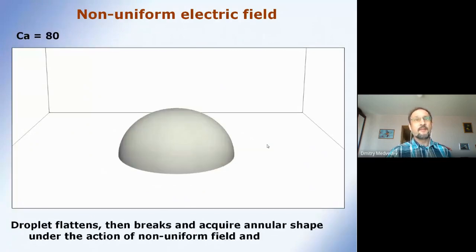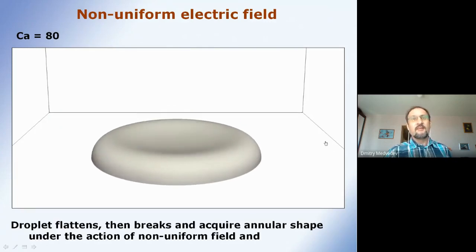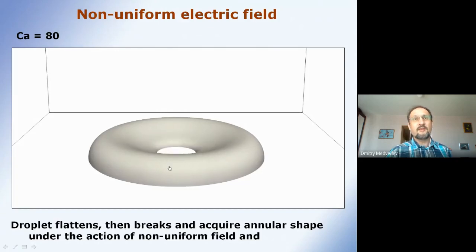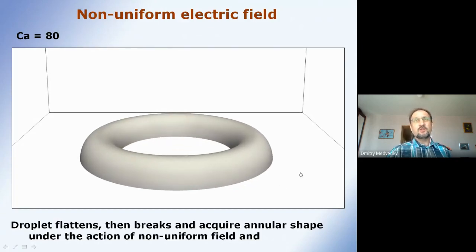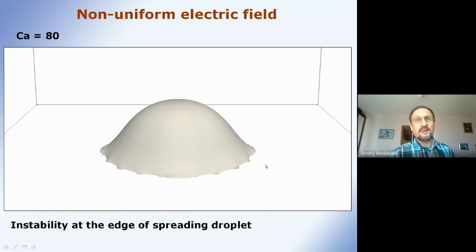Okay, okay. For higher electric field, more interesting effect occurs. The droplet flattens and it is broken and acquires an annular shape. And something interesting occurs at the edge of the droplet. You can see these protrusions. It is a manifestation of instability under the action of electric field, instability of the surface of liquid dielectrics.